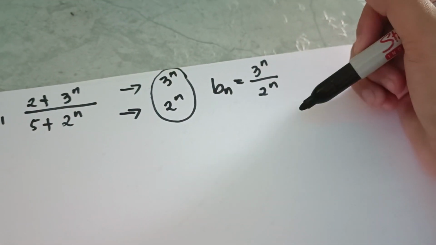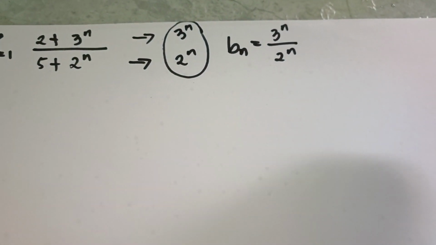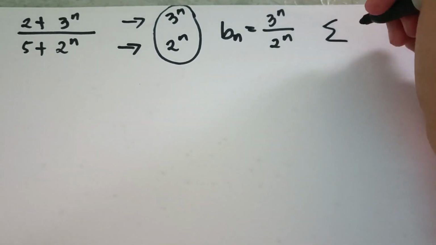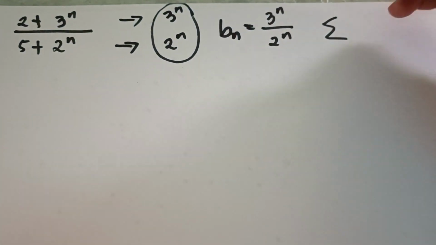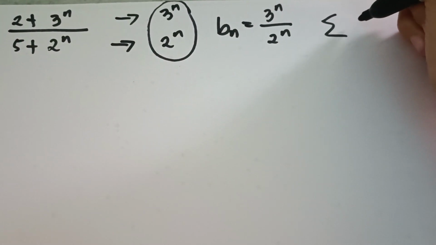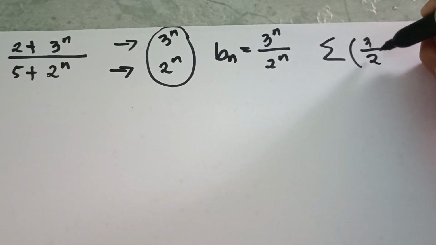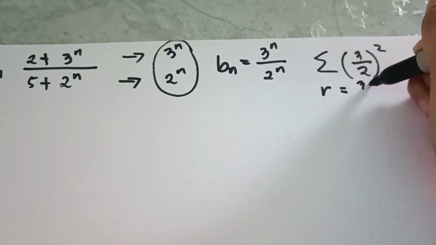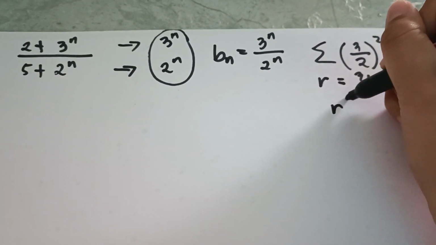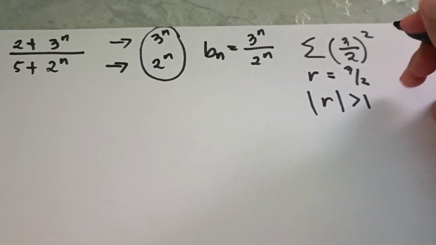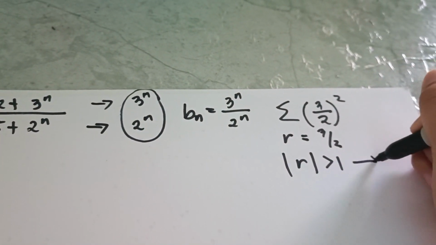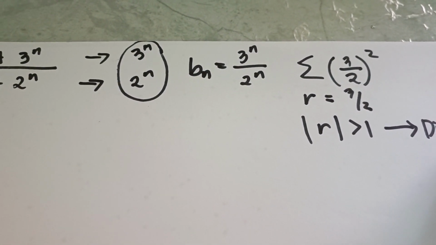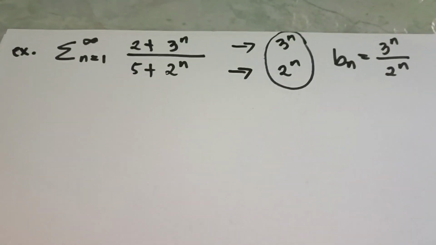So this one is an example of what series? It is a geometric series. So their common ratio is 3 halves. So this one is equivalent to 3 halves raised to n. This is a geometric series, and the common ratio is 3 halves. And if the ratio is greater than 1, then this is divergent. So let's now have our limit.